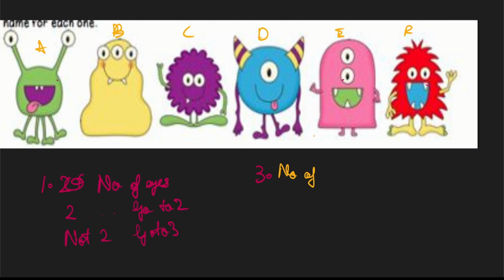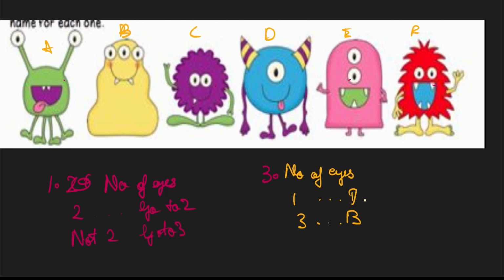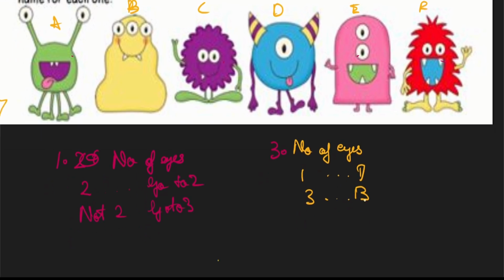Sorry, B and D, not B and E, B and D. So if it's 1, we have D. If it's 3, we have B. Now looking at A, C, E, and F.